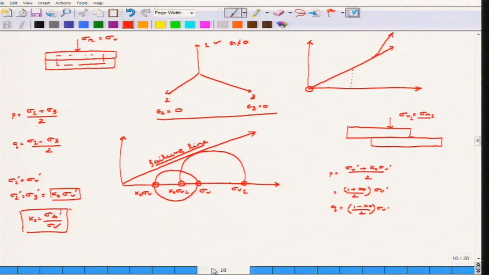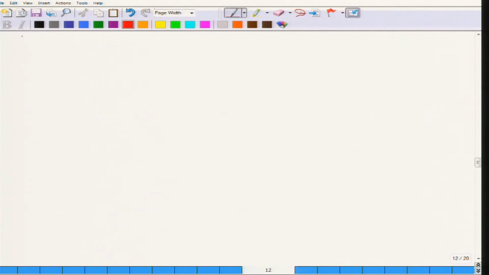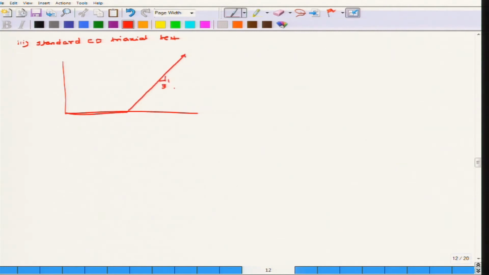Now, the third type of test where the stress path is asked to be drawn is termed the standard CD triaxial shear test. This has already been discussed, so I am not going into details, because you already know that this goes in the ratio of 1:3, and if it is a consolidation, then I also told you many times that it will go along this flat portion, and then it will go in the ratio of 1:3. So, in p-q space, p is equal to sigma 1 plus sigma 3 by 2, and q is sigma 1 minus sigma 3 by 2.